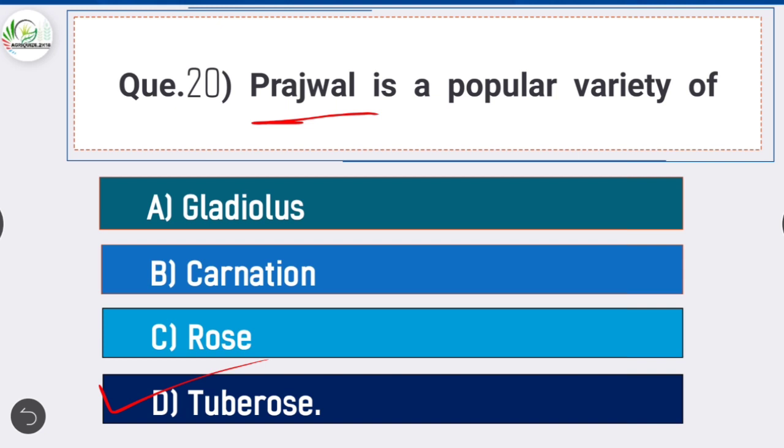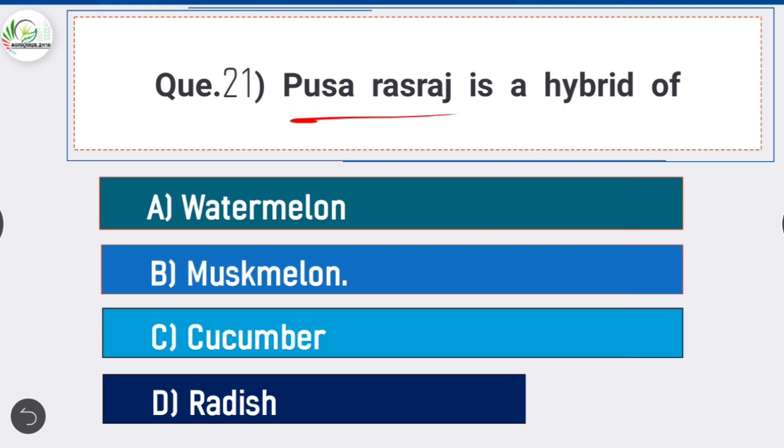Question number 21. Pusa Rasraj is a hybrid of? Answer is option B, muskmelon. Pusa Rasraj is a hybrid of muskmelon.